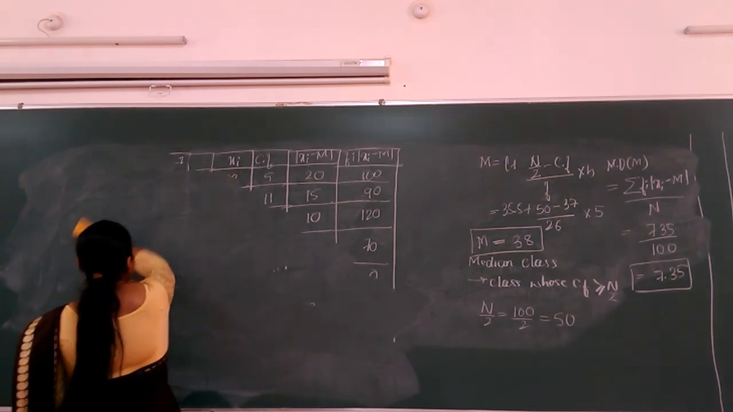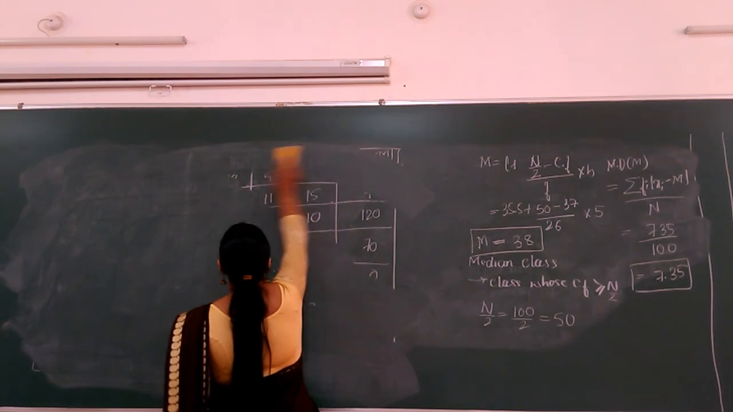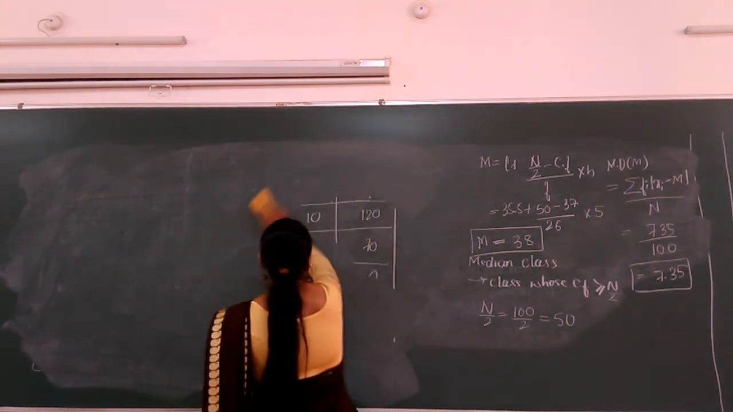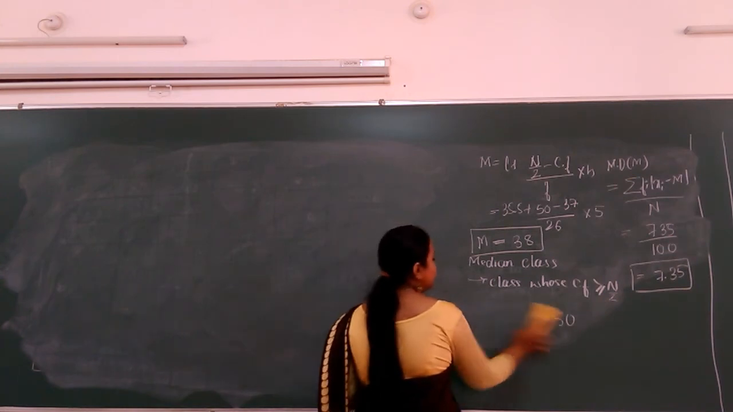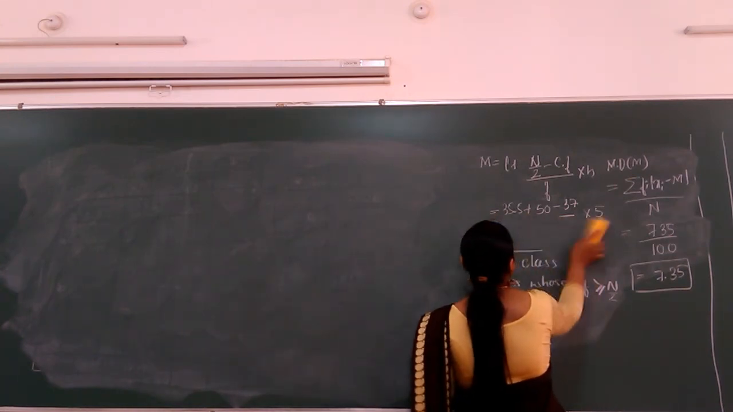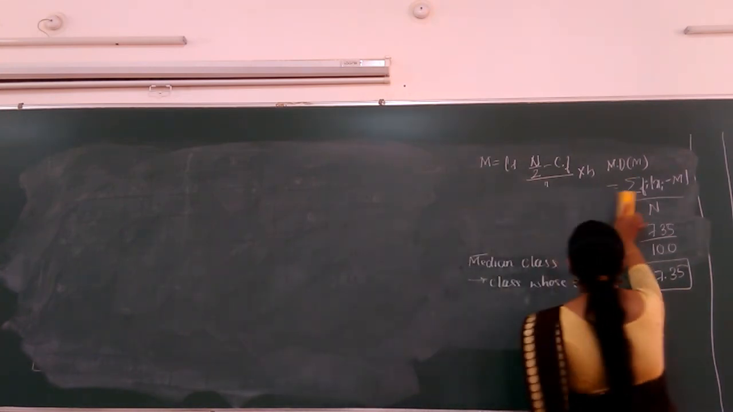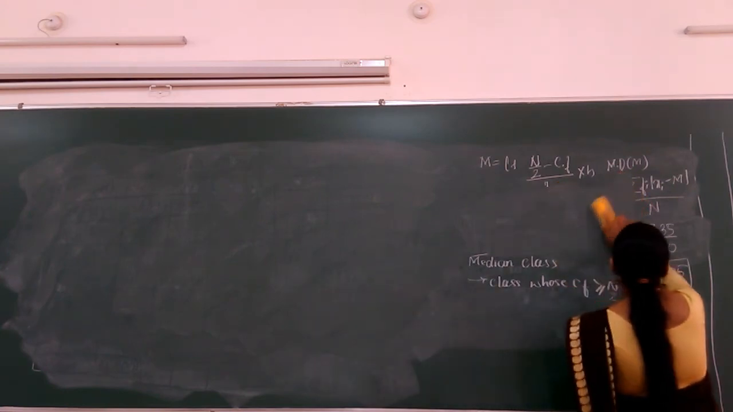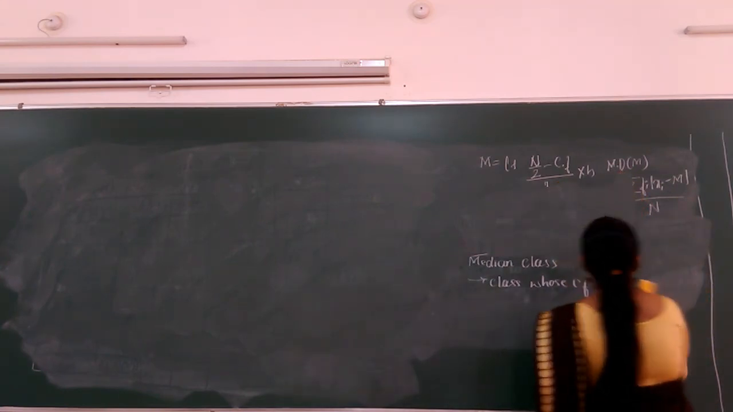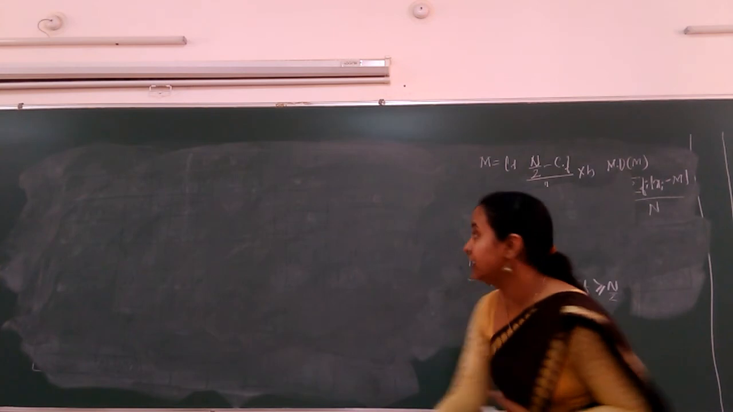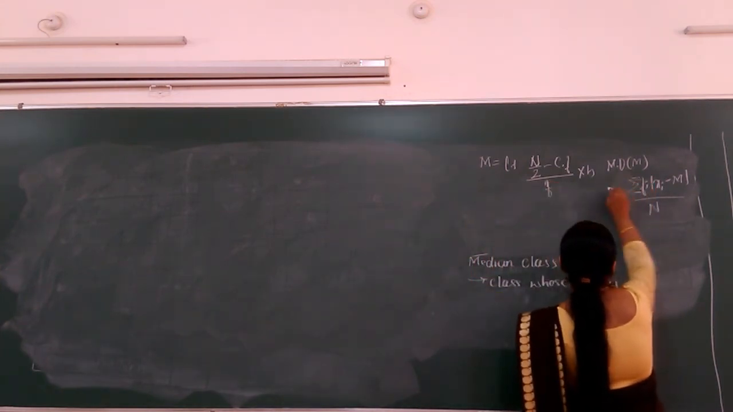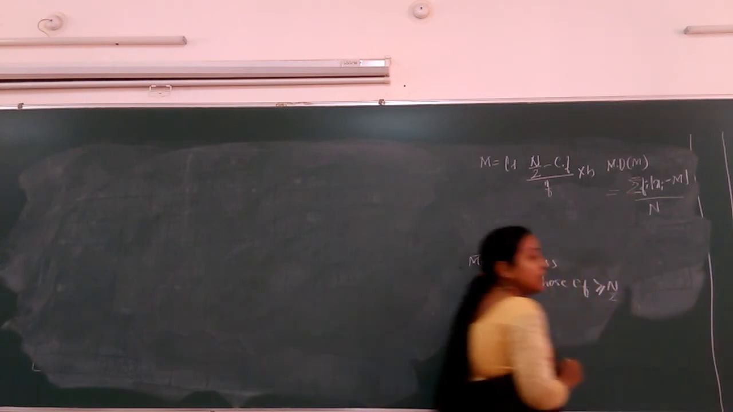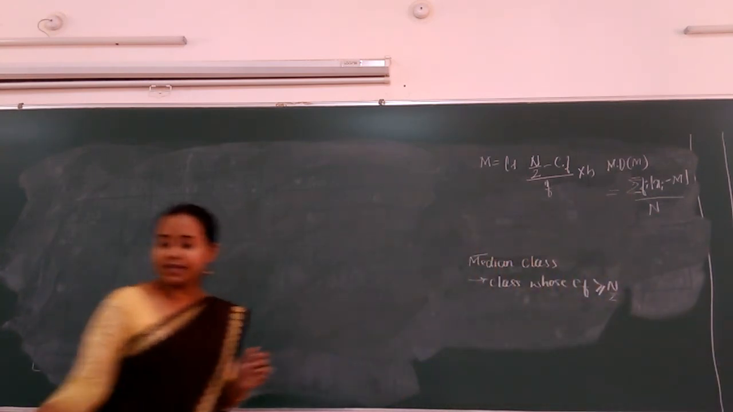I hope now everyone is clear on how to calculate the median, the median class and then the mean deviation about median. The only thing is you should understand what those notations mean. If you are able to understand the meaning of the notation, then the process will become easy for you. So now let us consider our 11th question.